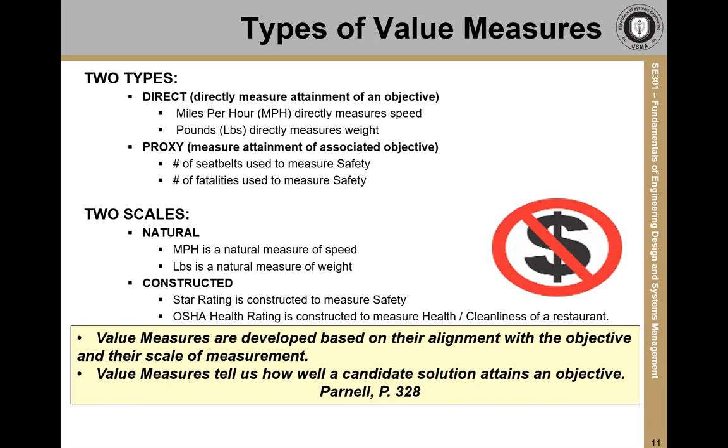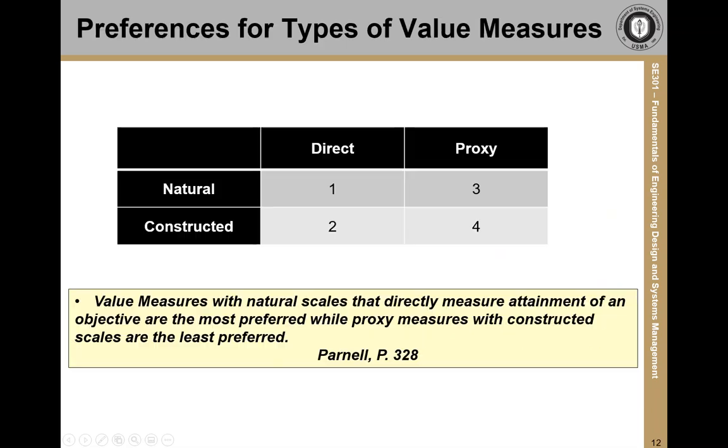A couple notes as you see at the bottom. So value measures need to be directly aligned with their objectives. And what they're telling us is how well we actually attain an objective. So an objective is a statement of preference. However, the value measure is how we measure, how we quantify how well we're meeting that statement of preference.